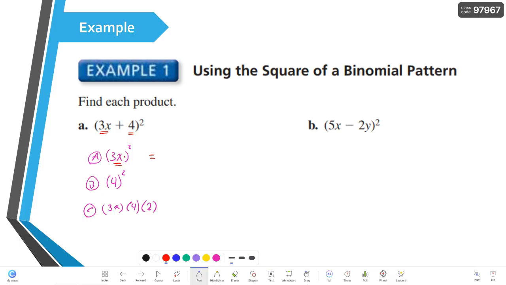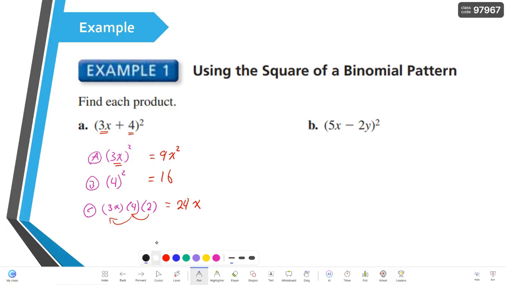We have 3x, so we need to square it. The 3 is going to be 9, and the x would be x squared. And then we have 4 squared, it's going to be 16. And then we need to multiply 3x by 4, then by 2. We just need to multiply the numbers and write the x. So 3 times 4 is 12, times 2 is going to be 24.